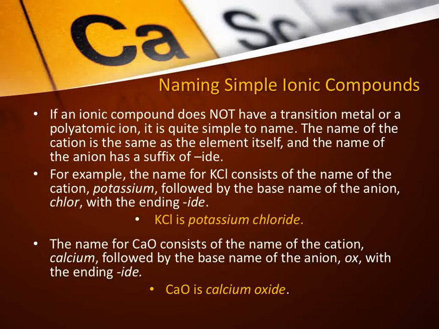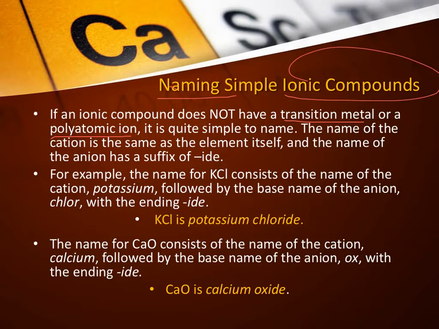We're talking about nomenclature now, which simply means naming to chemists. We're going to start with the simplest example. We're talking about ionic compounds now. And if there is no transition metal in the ionic compound and no polyatomic ion, they're quite simple to name, okay?